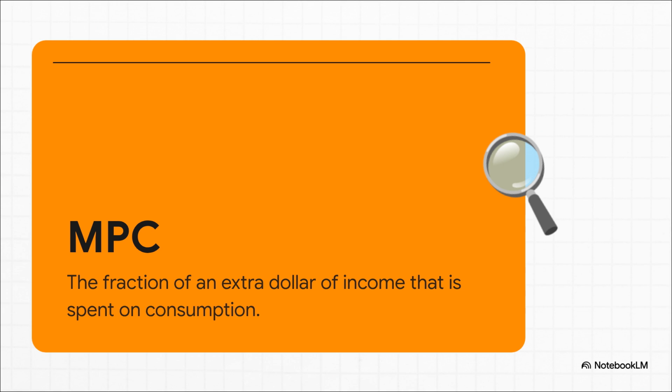To make this super practical, imagine you get an extra dollar. If you tend to spend 90 cents of it at the grocery store, your marginal propensity to consume, or MPC, is 0.9. This MPC is literally the engine of the consumption function. People don't just spend randomly. Consumption is locked to income. And whatever fraction you don't spend, like that remaining 10 cents, well, that's just your marginal propensity to save.